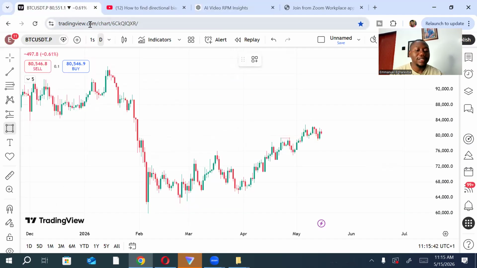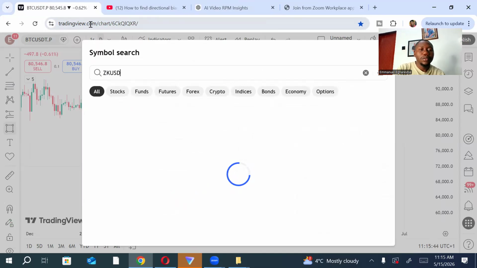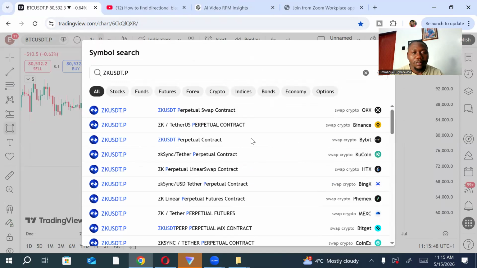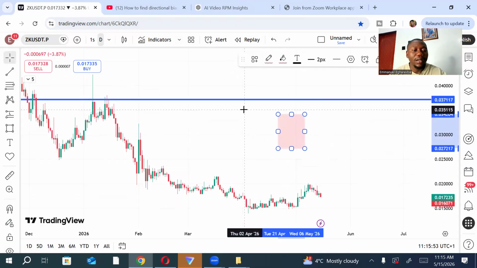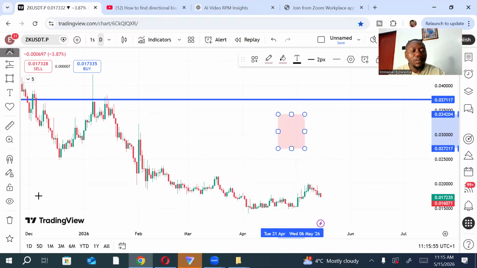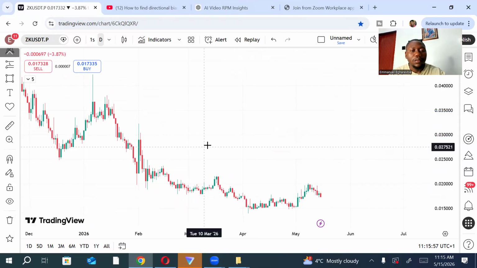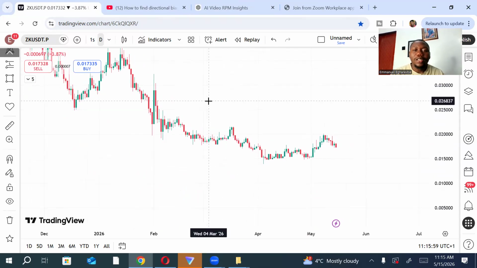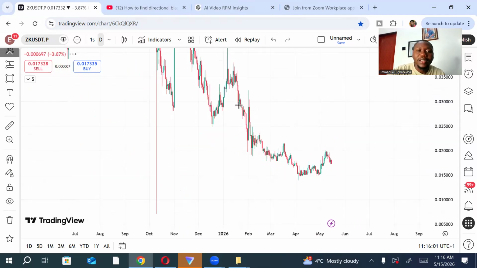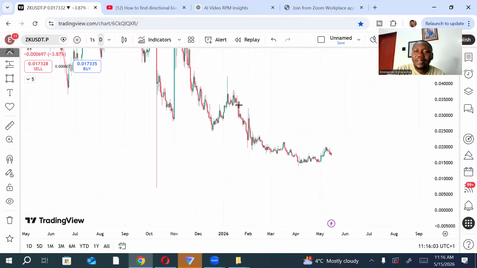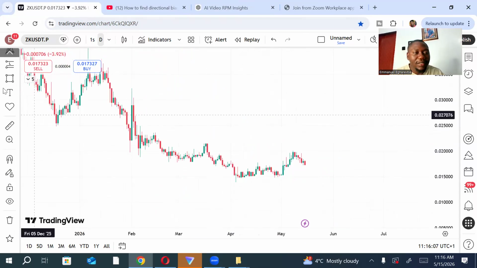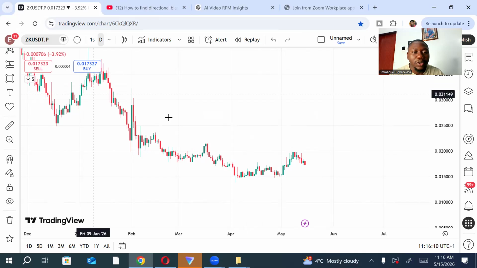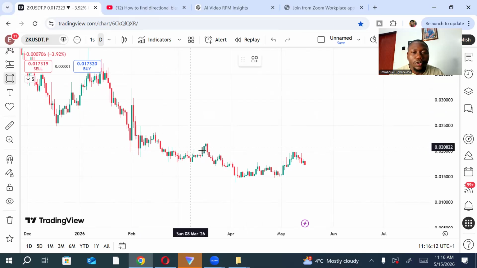So let's go to ZK USDT.P. Okay, so what is the structure of this trend? Just look at it. This is the 1-day time frame. This is a bearish trend. Obviously, this is bearish. You don't need anybody to tell you this is bearish. So now let's mark our structure.